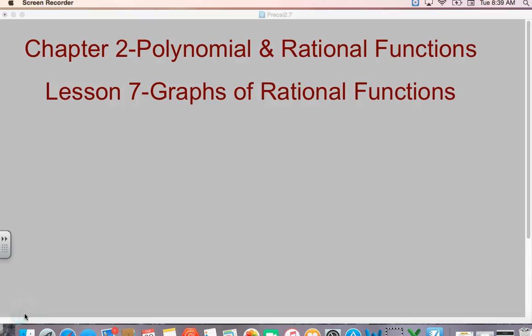Alright, so today's lesson is going to be on graphs of rational functions. We've already done a little bit of graphing rational functions, but today we're going to look at it a little bit more in depth. So let's go ahead and get started.